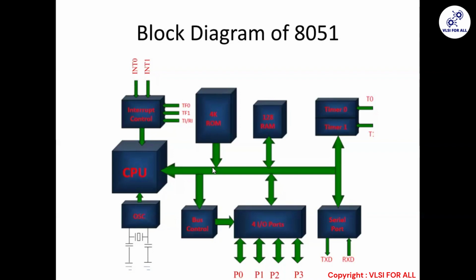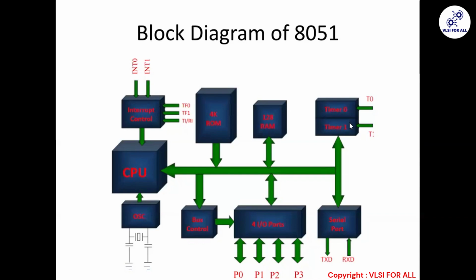While fetching the instructions one by one, the CPU will take help of this RAM: data will be taken from here, and instructions will be taken from there. One by one it fetches, decodes, executes and stores. All these things happen here with the help of the CPU.